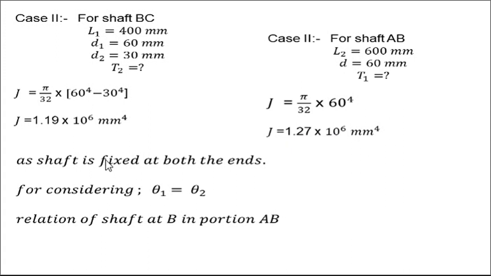As the shaft is fixed at both ends, we consider theta 1 and theta 2. Whenever there is an indeterminate structure, in this case the shaft fixed or constrained at both ends, the angles of twist of both portions are equal but opposite in nature. So the relation of the shaft at B in portion AB.